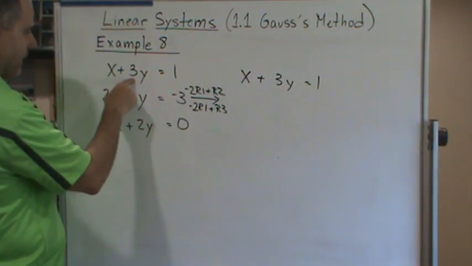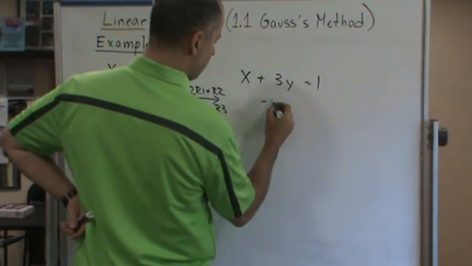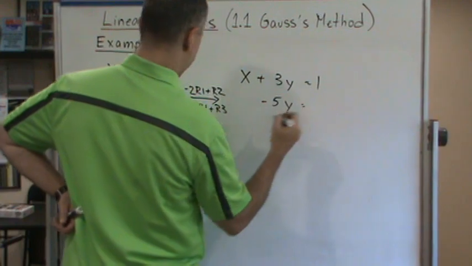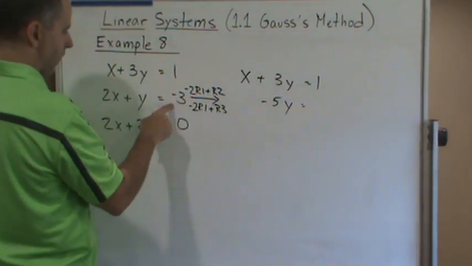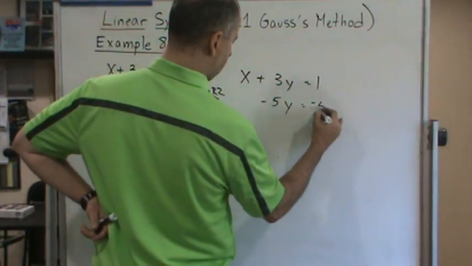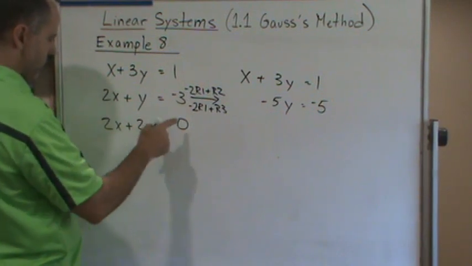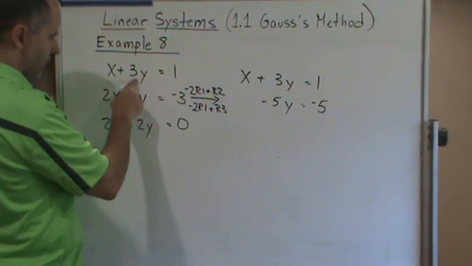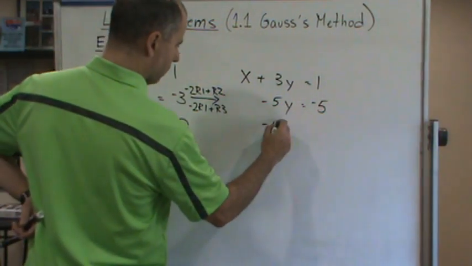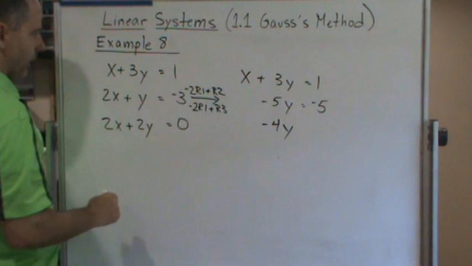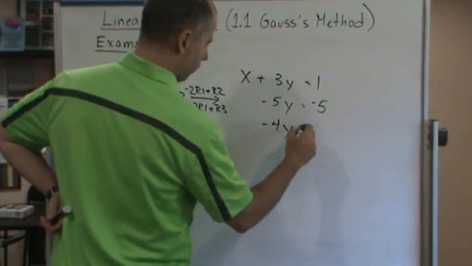So what do I get? I get -6 plus 1, which is -5y. Okay, and then -2 minus 3 is -5. And now if I do the same thing for the third one, so -6 plus 2 is -4y. And then -2 plus 0 is -2.